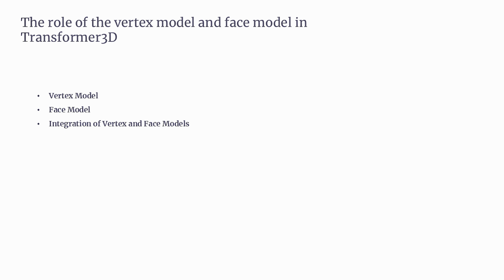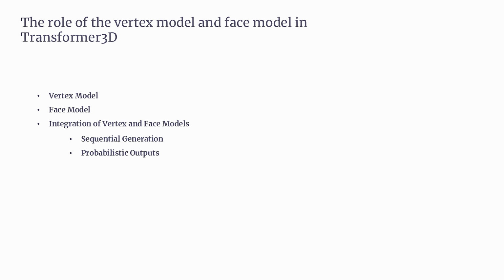The third, integration of vertex and face models. 1. Sequential generation. The generation process starts with the vertex model, which generates the vertices of the 3D object. Once the vertices are in place, the face model takes over and generates the faces based on the positions of these vertices. This sequential approach ensures that both models work together in harmony, creating a realistic and accurate 3D mesh.